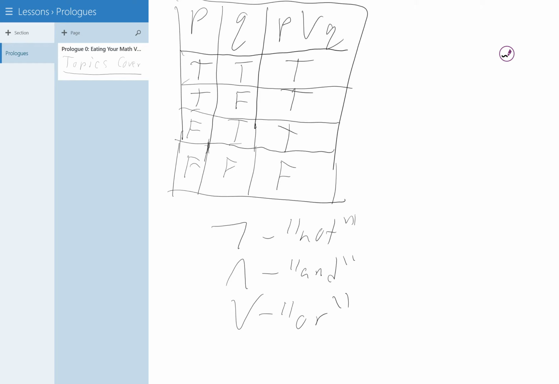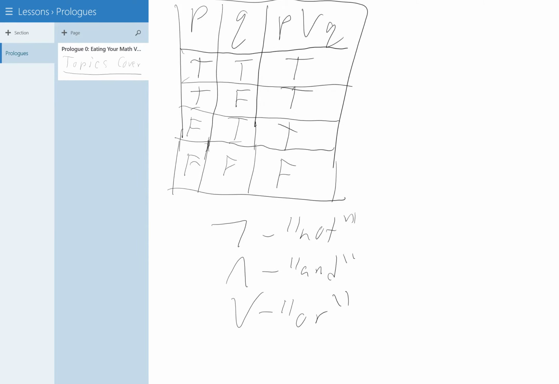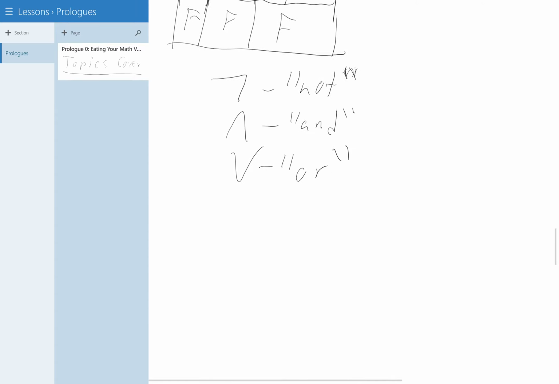Actually, there's one more operator I'd like to show you, and you'll see later that it can be made using a combination of these. If you have AND, OR, and NOT, you can basically construct any other kind of more complex operator. These are your base operators.